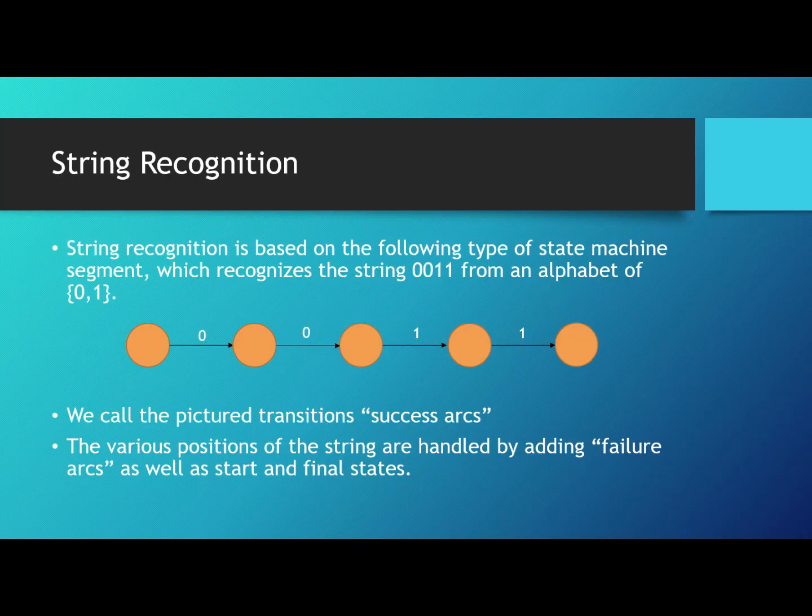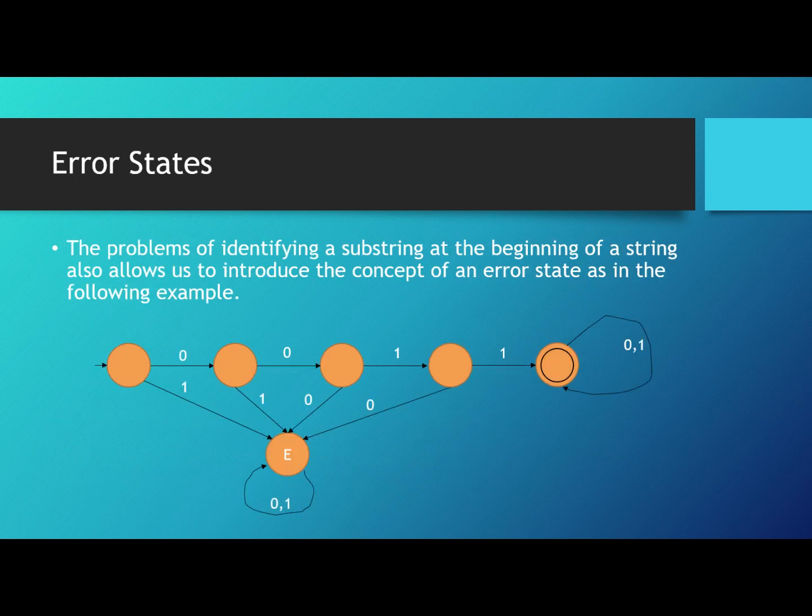Now, string recognition is based on the following type of state machine segment, which recognizes the string 0011 from an alphabet containing only 0 and 1. We call the pictured transitions success arcs because this sequence of transitions recognizes the string. The various positions of the searched for string in the target string are handled by adding failure arcs as well as start and final states to this basic structure. This is merely an example, of course.